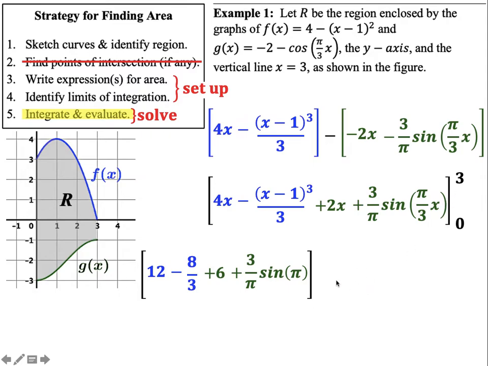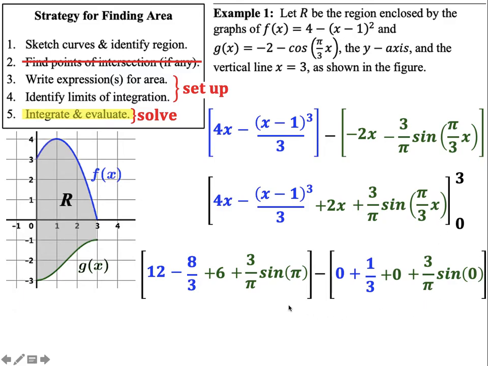Now I'm going to plug in 0. So minus, and now I'm going to plug 0 in everywhere. So this is nice. 4 times 0 is 0. I put a 0 in here. And this becomes a negative 1, and when I cube it, it's a negative 1. So I have a negative 1/3, but I have a minus out here. So I have minus negative 1/3. That turns into a positive. I plug in 0 here, I get 0. I plug in 0 here, I get sine of 0, which is 0. So this whole thing becomes 0. Okay, so that's really nice.